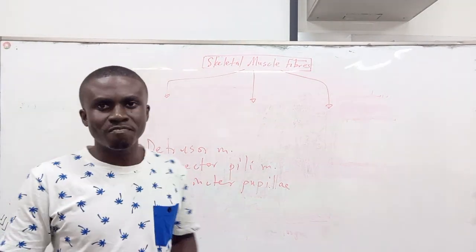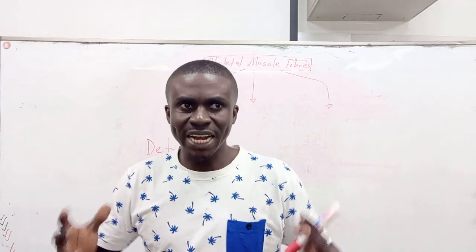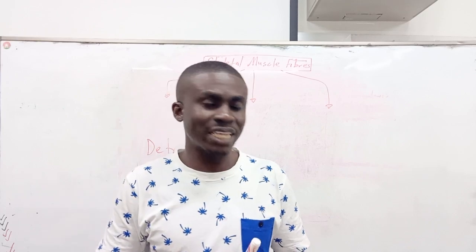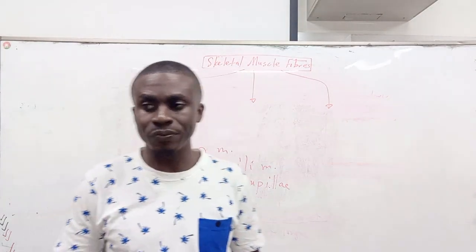Okay. Then, if there is danger, under sympathetic stimulation, in a dark environment, the dilator pupillae will have to come in. Okay, dilator pupillae. Good. So that is one thing that I want you to be aware of.